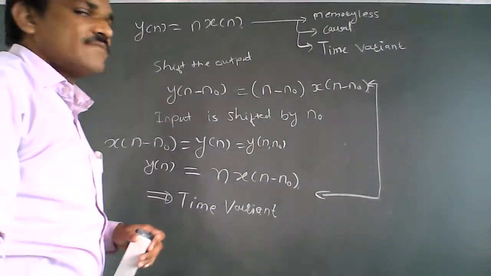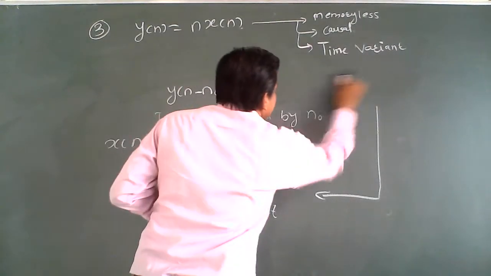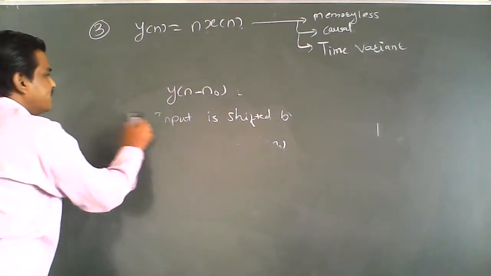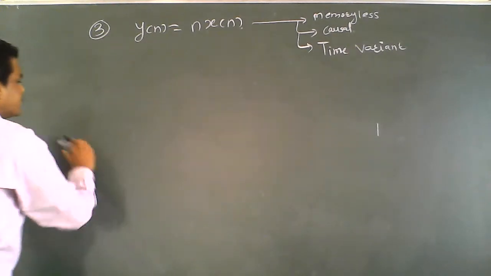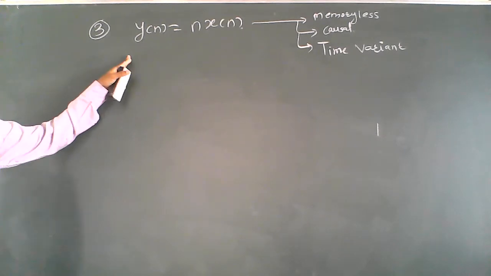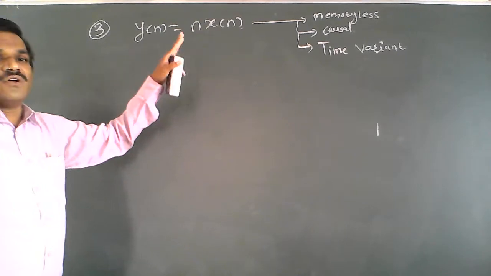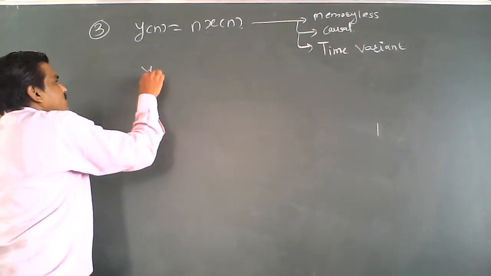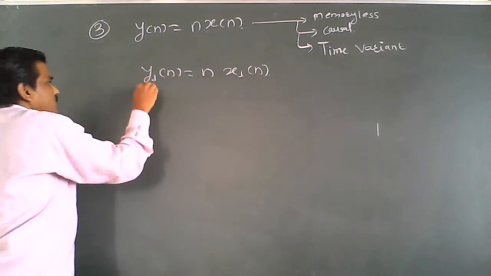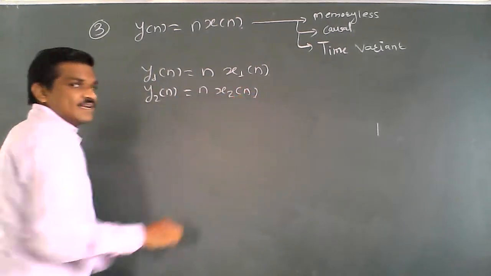The next property is our linearity property. To check this linearity property, we have to check whether the system follows the superposition theorem or not, or whether the system follows the additivity and homogeneity property. So to know about the homogeneity or additivity property, we have to describe this input as two inputs, that is x1 and x2. We will first define the outputs: y1 of n, which is nothing but n times x1 of n, and y2 of n, which is equal to n times x2 of n.